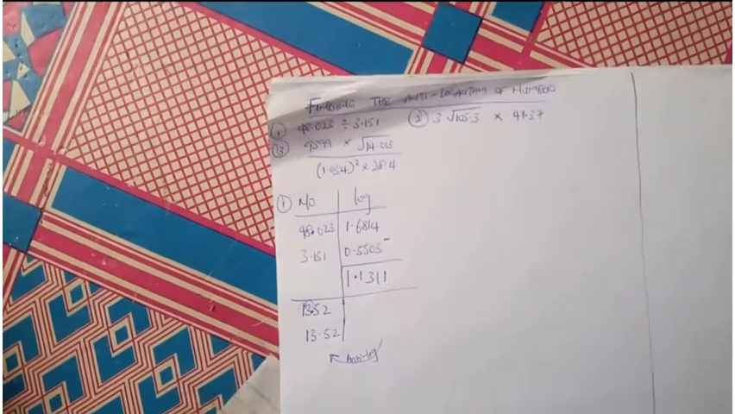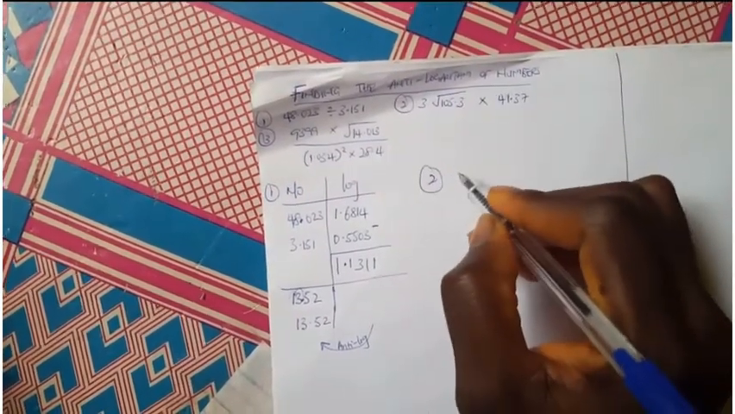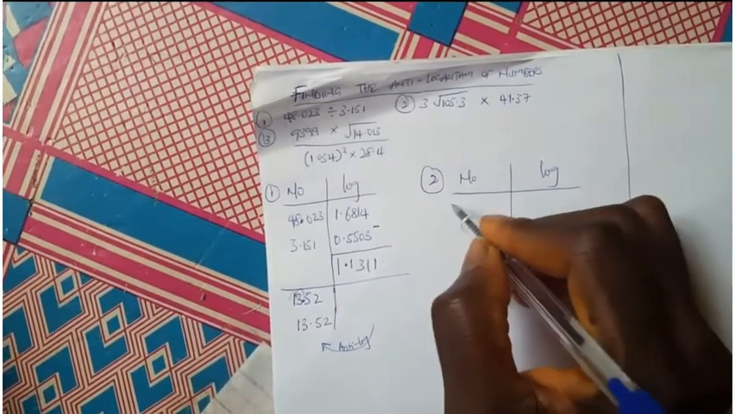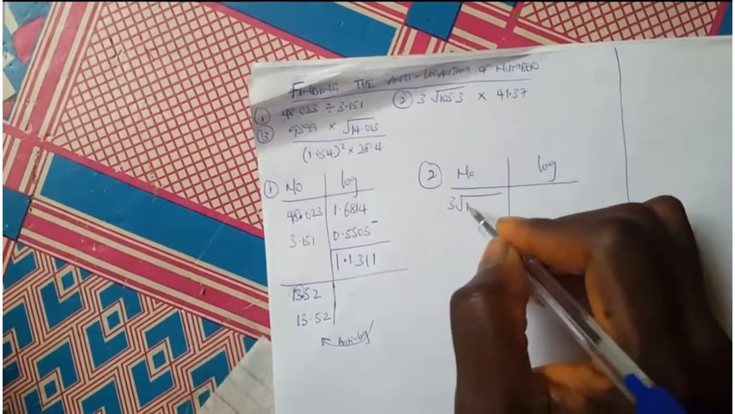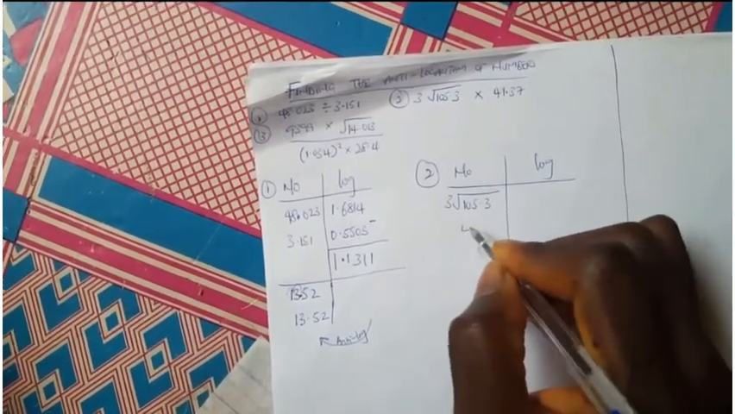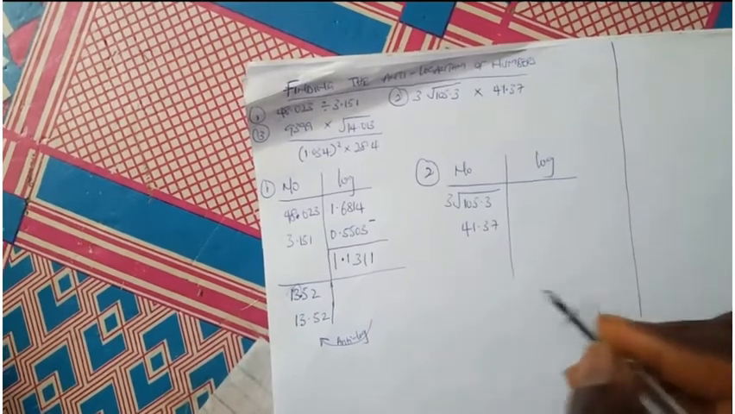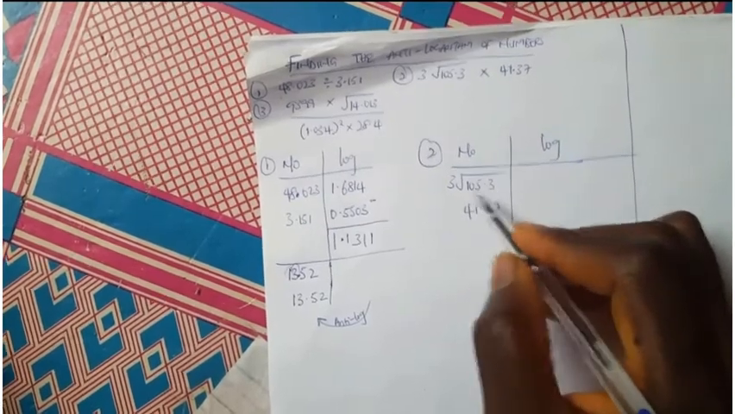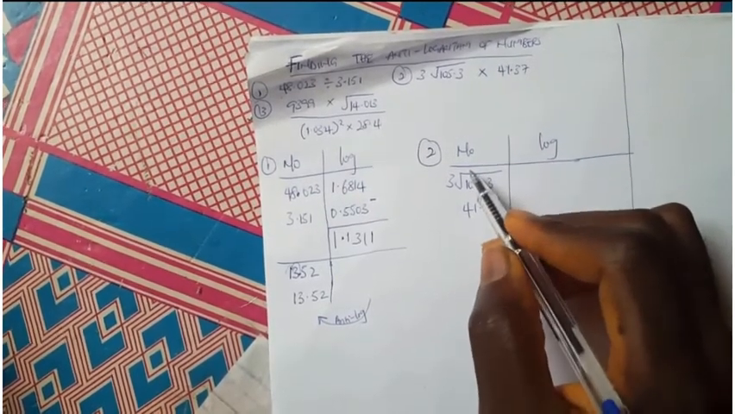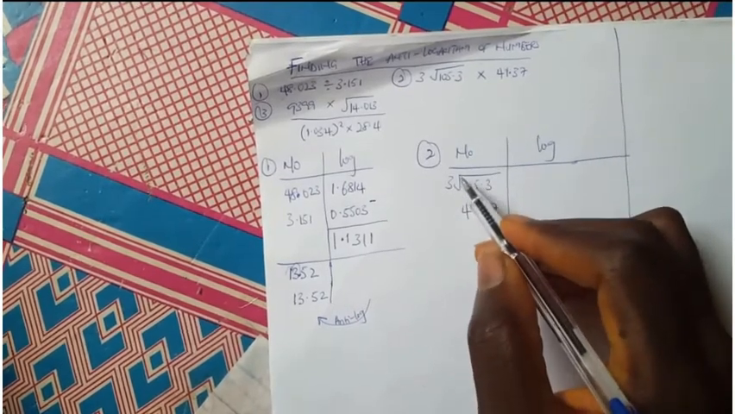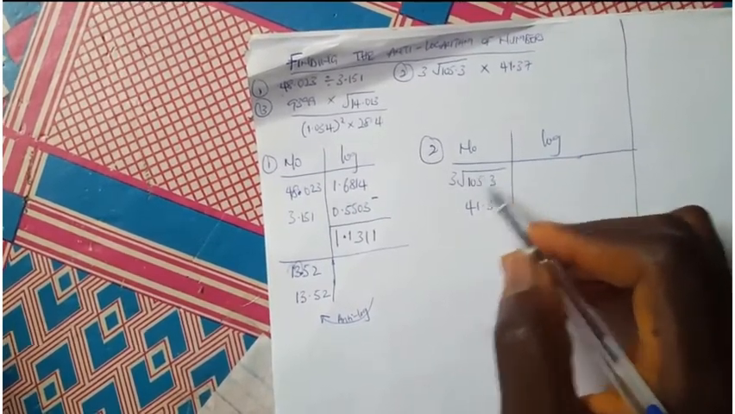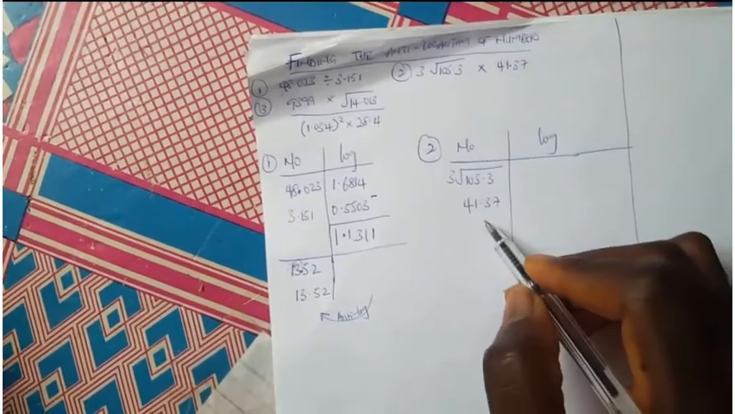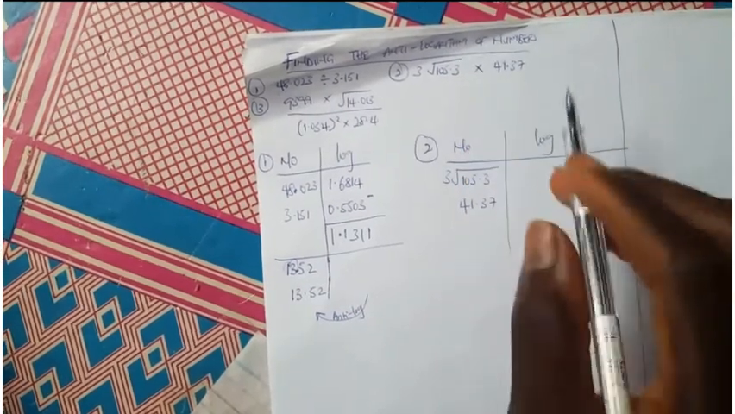Now number 2, we have 3 square root of 105.3 and 41.37. In this case, I will first find the logarithm of this, divide by 2, multiply by 3. Why? Because this is the square root of this number, and the number inside this square root is multiplied by 3 before I add it to this because of multiplication.